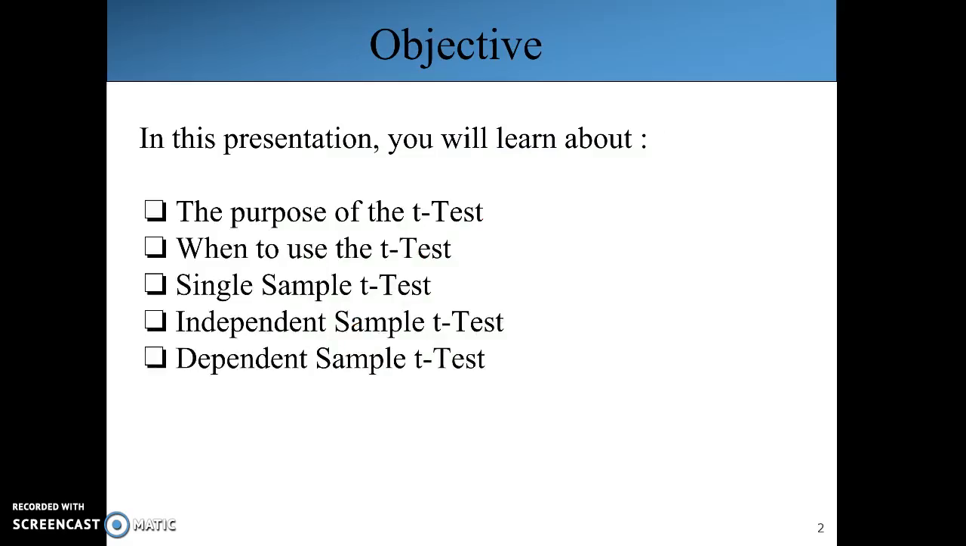In this presentation, you will learn about the t-test, its purpose, when to apply it, how to apply it, as well as three types of t-test, which are single sample t-test, independent sample t-test, and the dependent sample t-test.